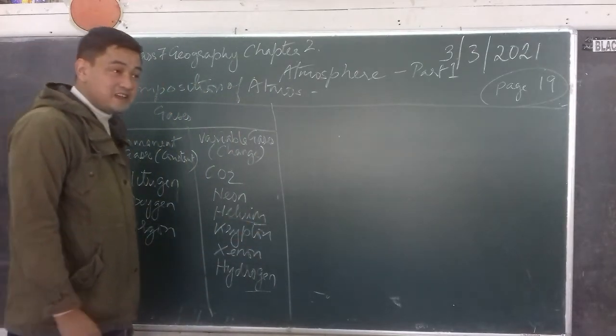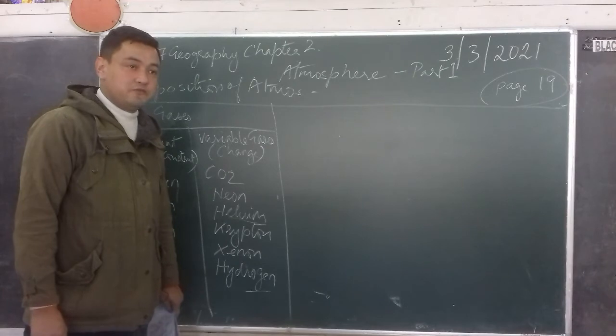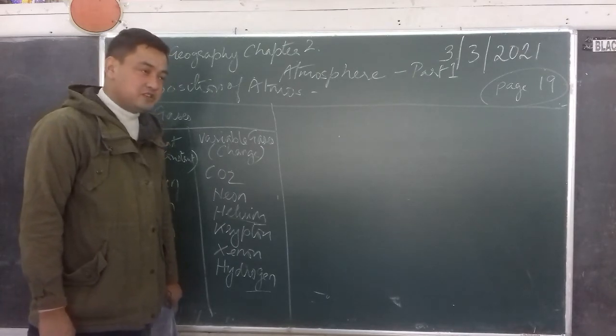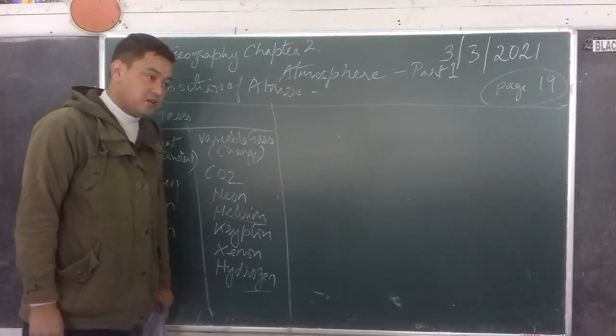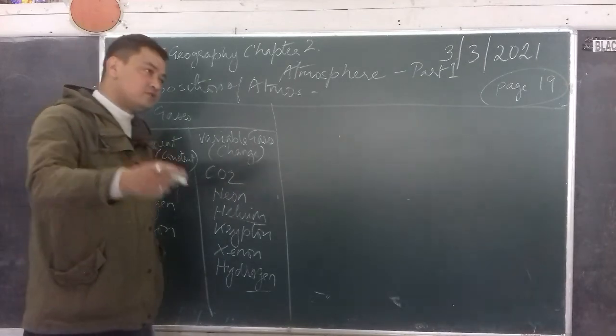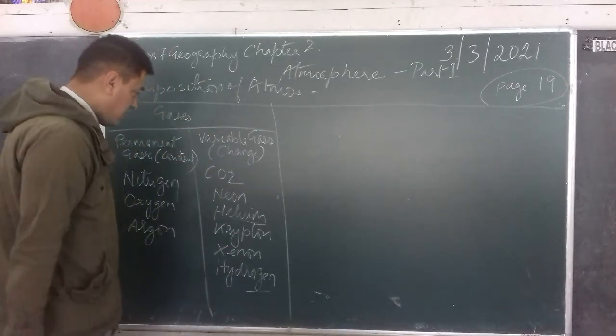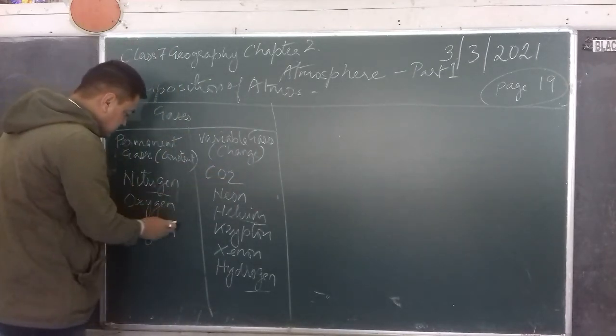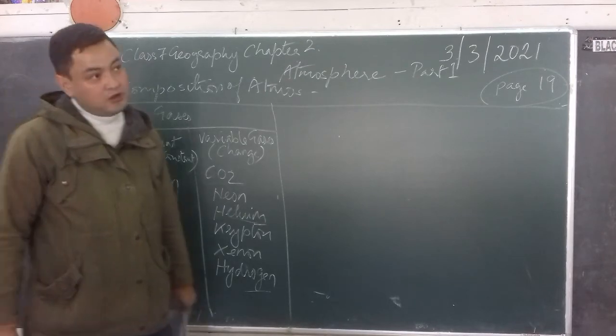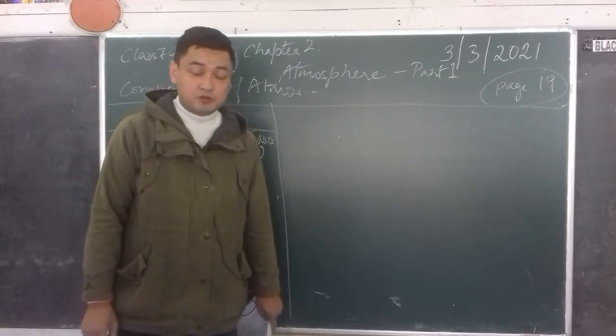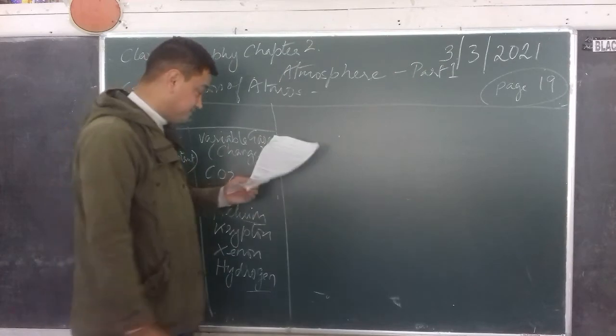Now hydrogen, helium, etc. are light gases. They are found in the upper layers of the atmosphere, that is in the thermosphere and the mesosphere. You find hydrogen gas in the exosphere also. But carbon dioxide, nitrogen, oxygen, argon you find in the lower layers of the atmosphere, that is in the troposphere or stratosphere.